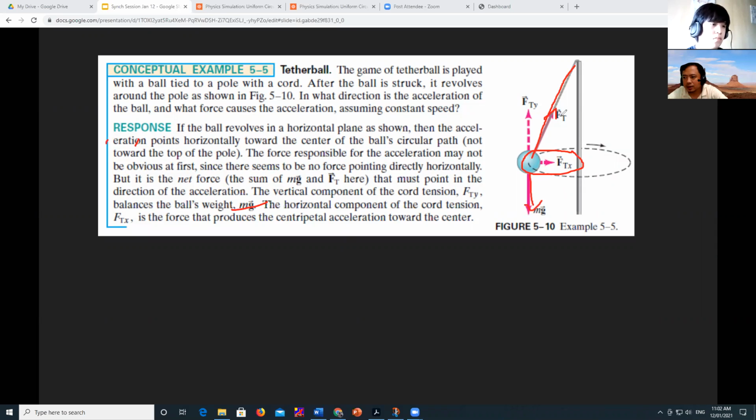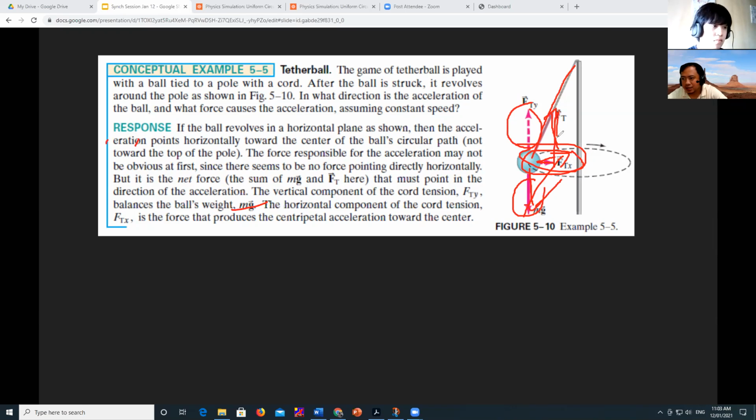So, you can determine by addition of vector, di ba? Mag-parallelogram method man ka. Parallel ana, so it's inward yun, this inward, okay, the summation sa tension ug ang weight, by parallelogram method. So the vertical component of the cord tension balances the ball's weight. So kini ang vertical component, kung mag-component method ka ni balance ana, so ang horizontal component ra mabilin sa tension mo ay nag-give og centripetal acceleration or centripetal force.